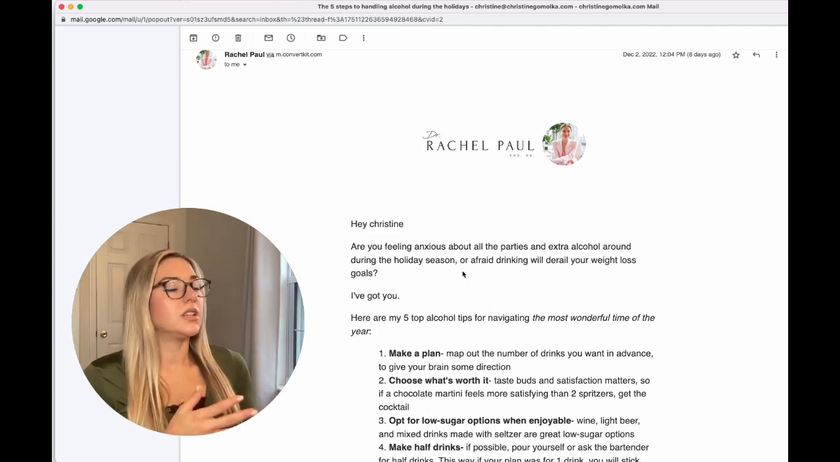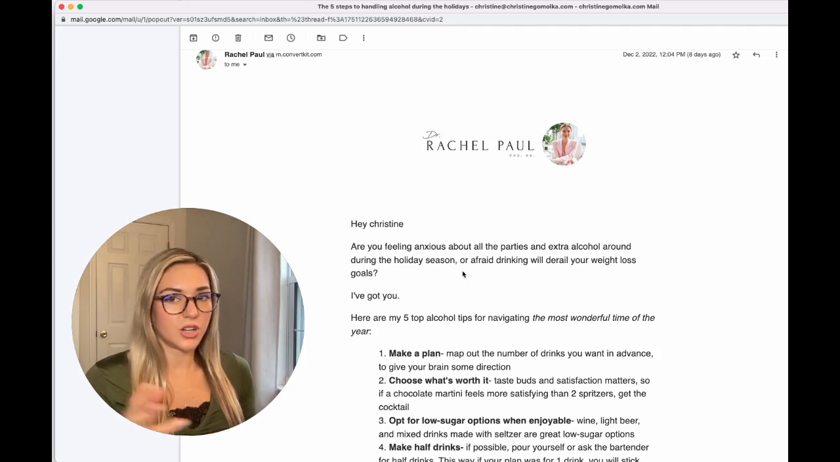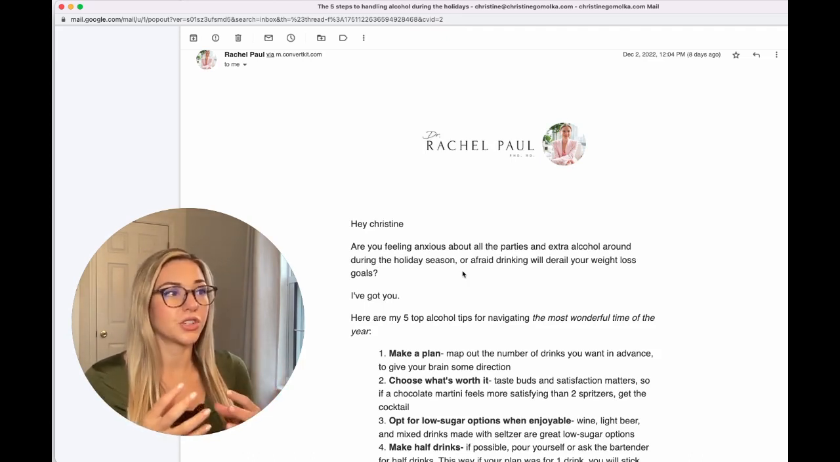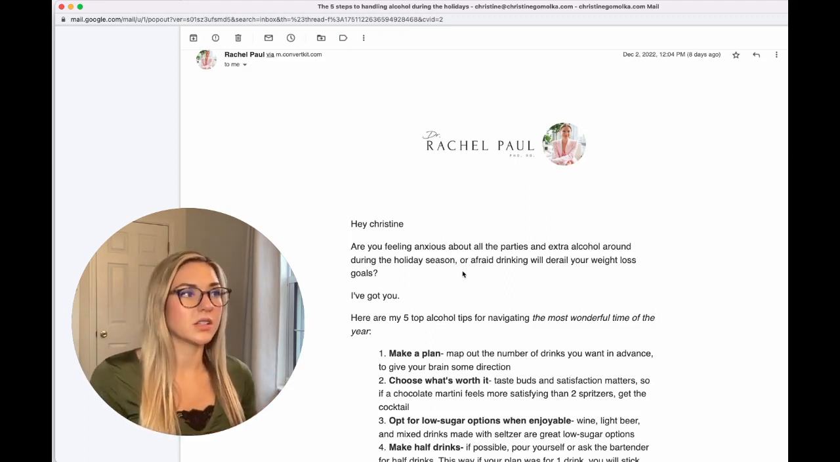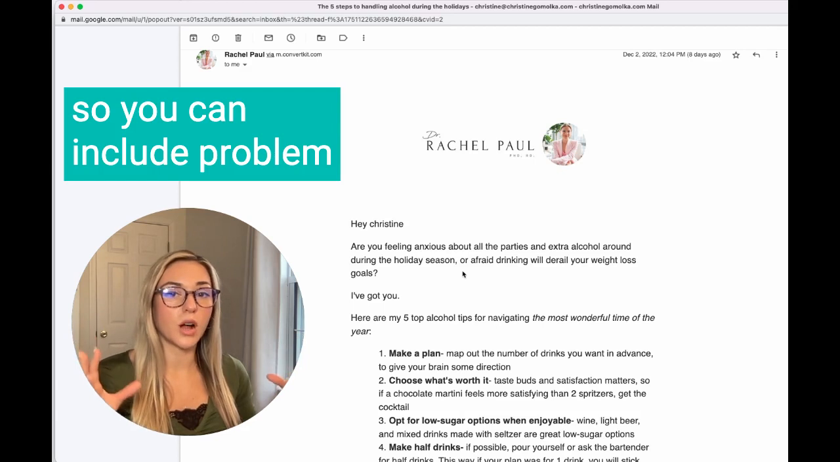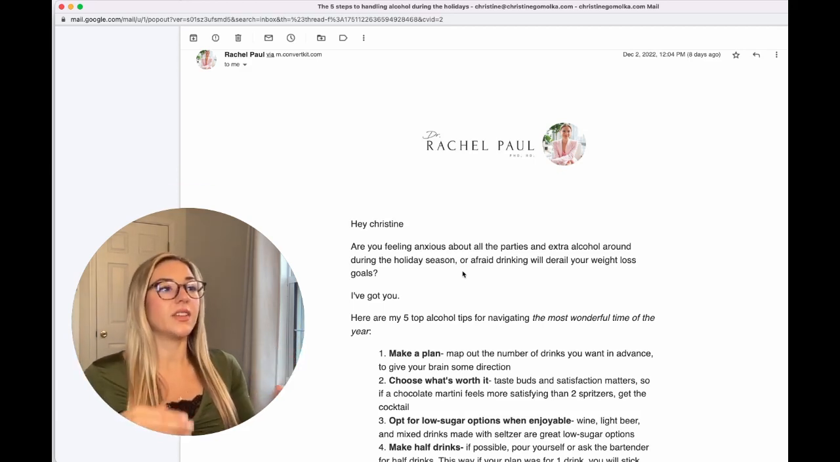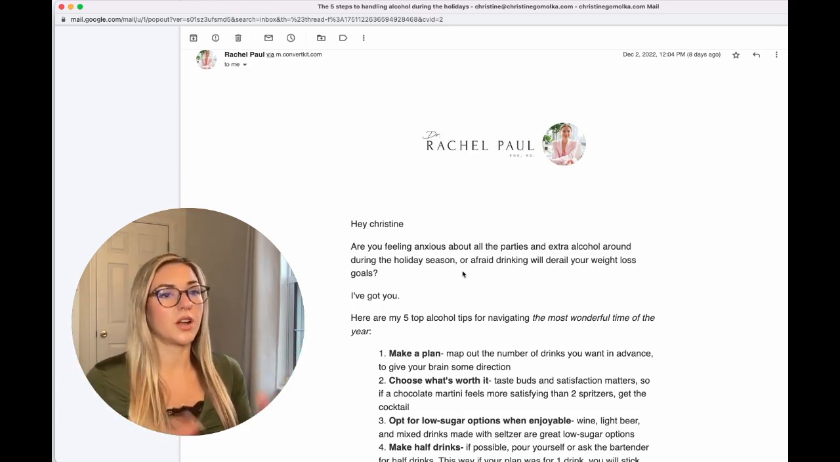Now, as you can see, her problem and her agitation are in the same sentence. Are you feeling anxious around parties and extra alcohol during the holiday season? That's the problem, or that drinking will derail your weight loss. This is just agitation. So you can include problem and agitation in the same sentence, and then she moves right into the solution. I've got you.